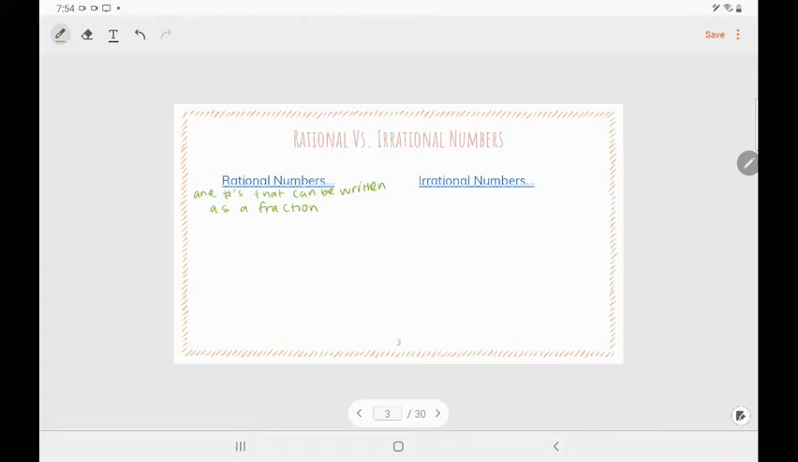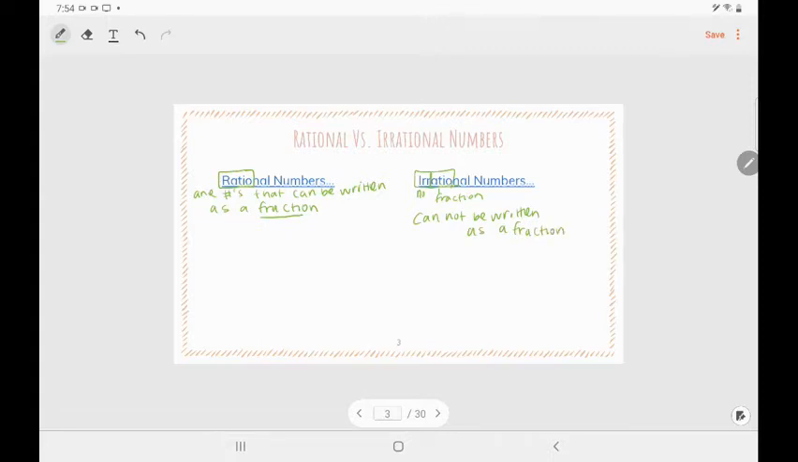Now, how do I know that? Remember, when you see the word rational, it has the word ratio in it, and ratio means fraction. When we look at the word irrational, ir means not, and ratio means fraction. So when we see the word irrational, we're looking for numbers that are not written as a fraction or cannot be written as a fraction.